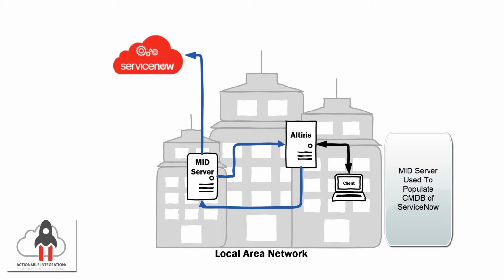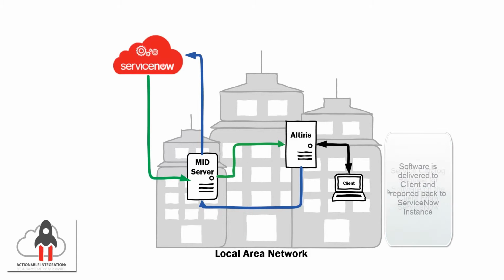The next portion of the actual integration to Altiris is the ability to deliver software. So from the ServiceNow service catalog, an end user would come and request software and select their computer. That gets sent to the MID Server, and the MID Server then communicates with the Altiris infrastructure and requests that software for the client and starts a task for that client to deliver the software.